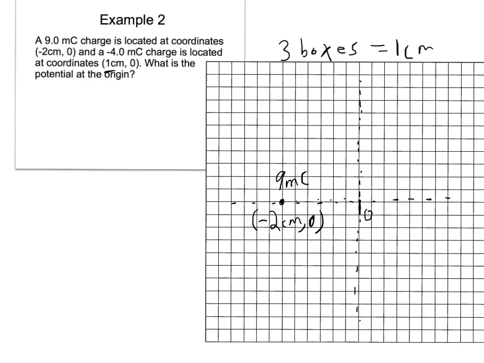And a negative 4 millicoulomb charge is located at coordinates 1 centimeter, 0. So 1, 0. This question is going to go easy on us. We don't have to do any kind of weird Pythagorean theorem to get the distance. If the charges were out here, not directly on the x and y axis, to find the distance you would have to use the Pythagorean theorem. But since we don't have one like that, we just got these two. Negative 4 millicoulombs at 1 centimeter, 0.